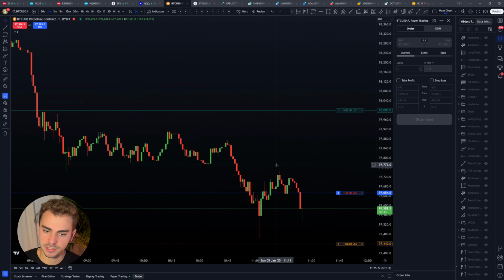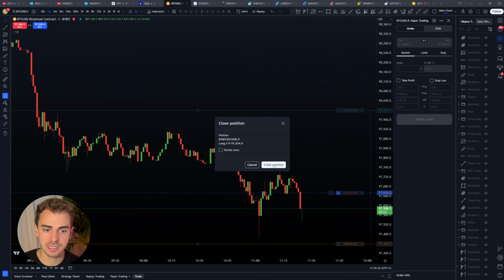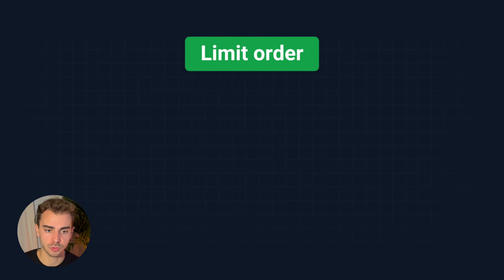For this trade, that was just an example. I'm just going to close this trade because I just wanted to show you the execution of a market order. By the way, if I close a position, this is also done via market. Okay, so this position is now closed, and let's have a look at the next order type, which is limit orders. For limit orders, we can control our entry and exit prices.